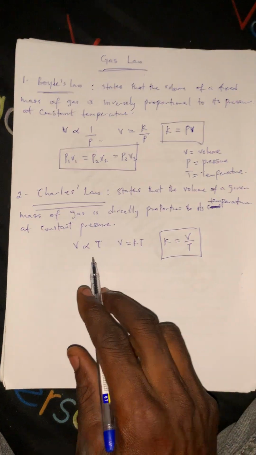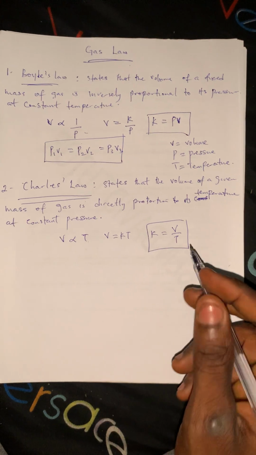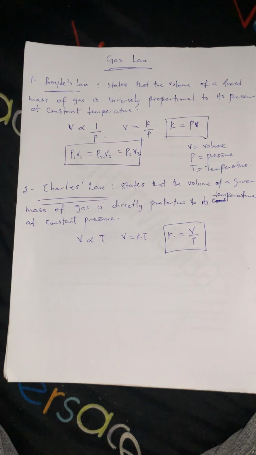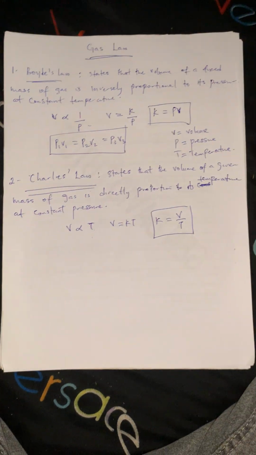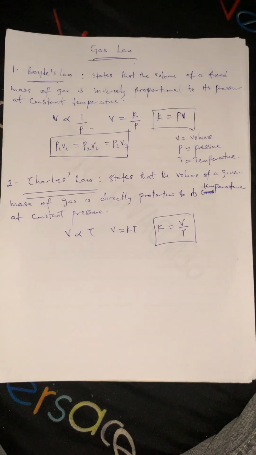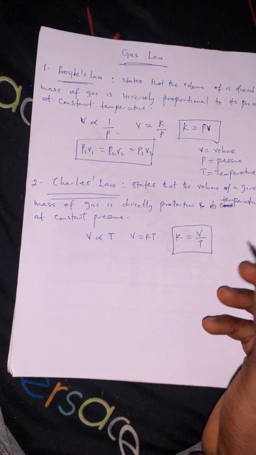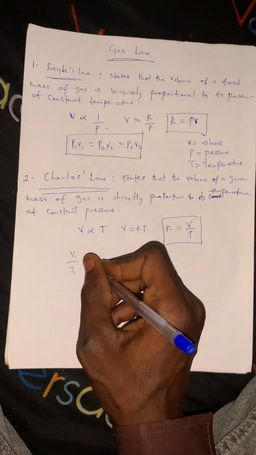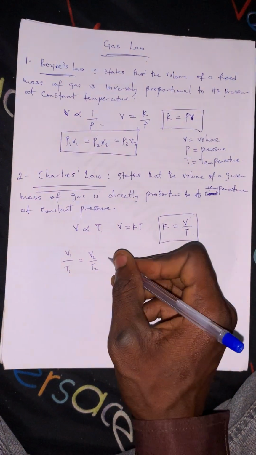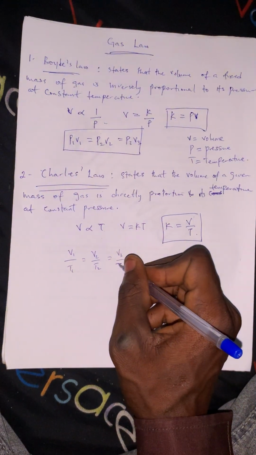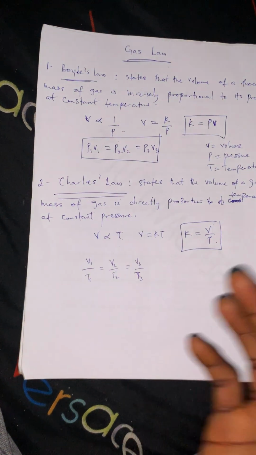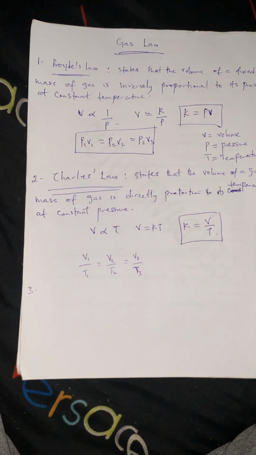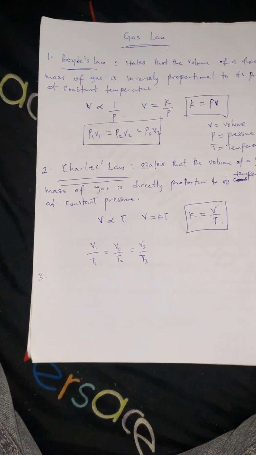So under Charles' law, as temperature increases, the volume increases. Or as temperature decreases, the volume decreases. So that is the concept. If you have more than one gas under Charles' law, you have V1 over T1 equals V2 over T2. It can even be equal to V3 over T3, or V4 over T4. So it depends on the number of gases we have. Next one.